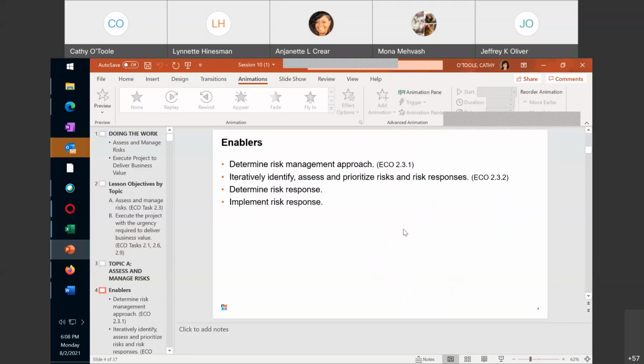So with determining and assessing risks, we have a couple of things that we need to do here. The first thing is that we want to determine what is going to be our risk management approach. And then, according to PMBOK, we need to iteratively identify, assess, and prioritize our risks and our risk responses. And in order to prioritize them, I think we also have to determine our risk response, and then should the risk occur, we'll have to implement the risk response.